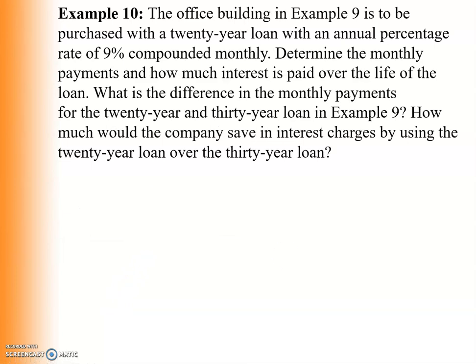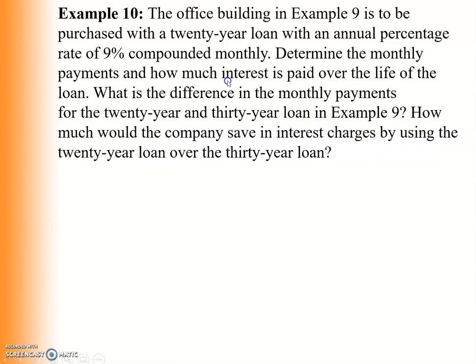Okay, next we have example 16-10. In this example, the office building from the previous example is to be purchased with a 20-year loan with an annual percentage rate of 9% compounded monthly. Determine the monthly payments and how much interest is paid over the life of the loan. What is the difference in the monthly payments for the 20-year loan and the 30-year loan in the previous example? And how much would the company save in interest charges using the 20-year loan over the 30-year loan?